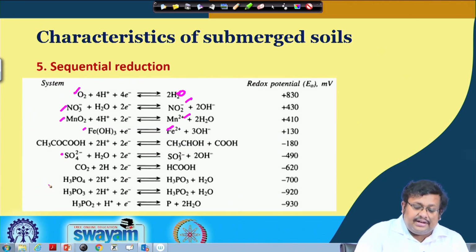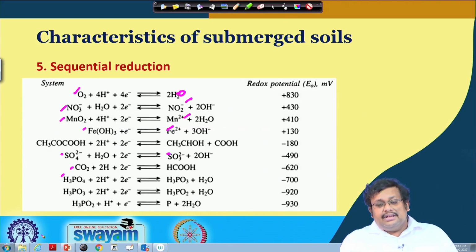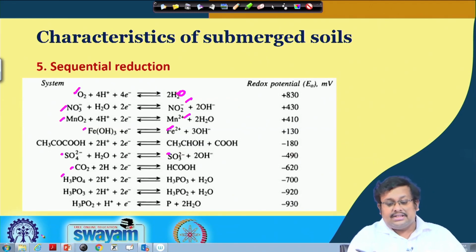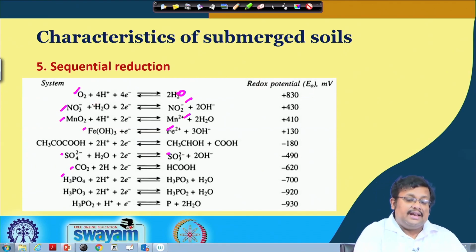You can see sulphate gets reduced to sulphite, and also other compounds like carbon dioxide and phosphoric acids are getting reduced to their reduced counterparts. So, basically all these reduction reactions are following the reduction in their corresponding redox potential. You can see here in case of oxygen, the redox potential is plus 830 millivolt. So, obviously that shows high tendency of oxygen to get reduced to water.